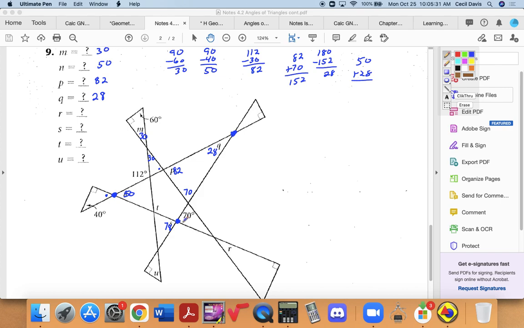So if this is 78, I can use that to help me find R. 70 plus 78 is 148 from 180. It's 32. So R is also 32. Lots of vertical angles in this.